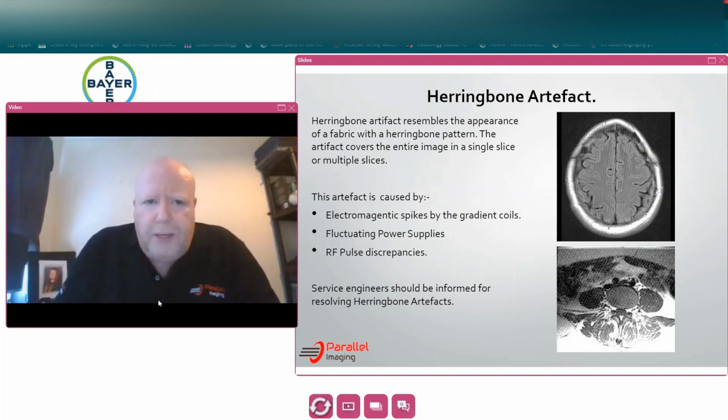Moving on to herringbone artifact. It's called herringbone because it looks a bit like a pair of herringbone trousers, and it'll cover the entire image in a single slice or even in multiple slices. It's caused by electronic spikes, by the gradient coils, fluctuating power supplies or RF pulse discrepancies, and therefore there's nothing you can do about this. Get in touch with your service engineer.